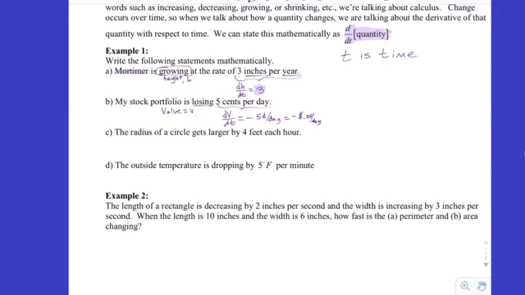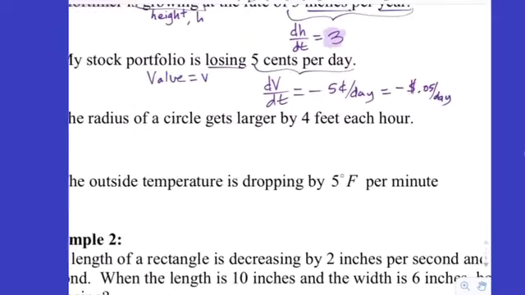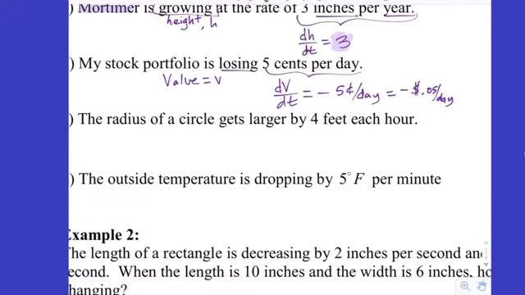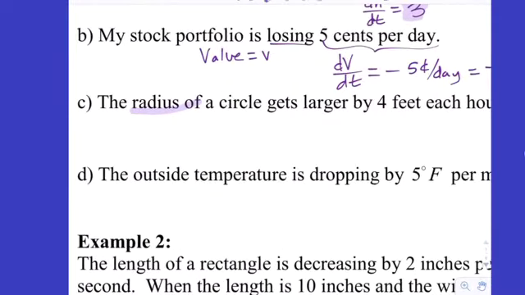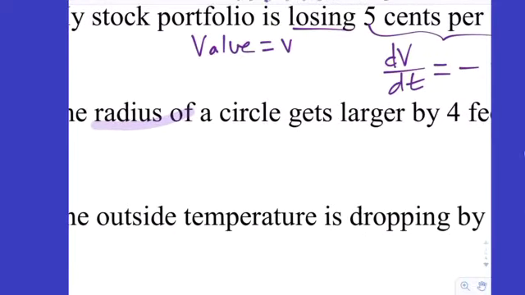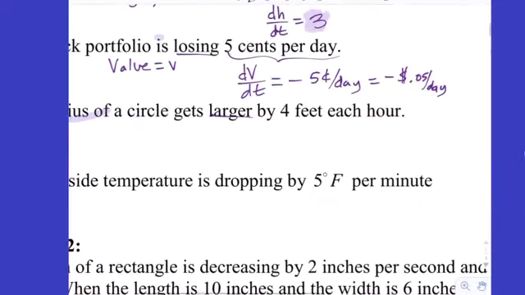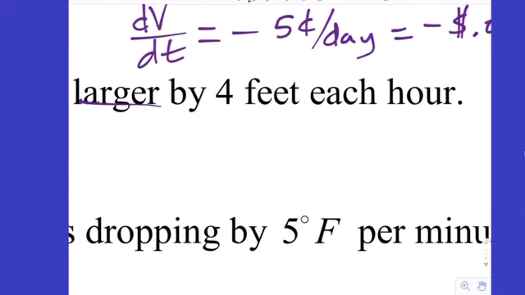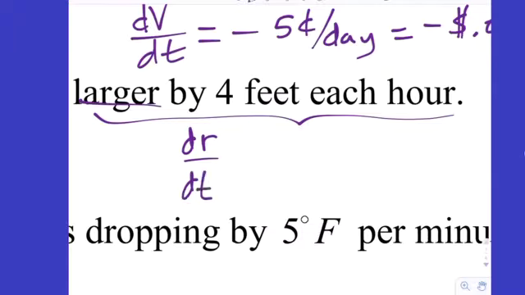The next one, the radius of a circle gets larger by 4 feet every hour. So what's changing? The radius. And the radius is increasing or decreasing? Increasing, right? The word larger implies it's increasing. So I'm going to use little r for radius. It's kind of intuitive. So getting bigger by 4 feet per hour is going to be dr/dt. That's units of radius per units of time. Is it positive or negative, the rate? Positive, good. And it's 4 feet per hour.